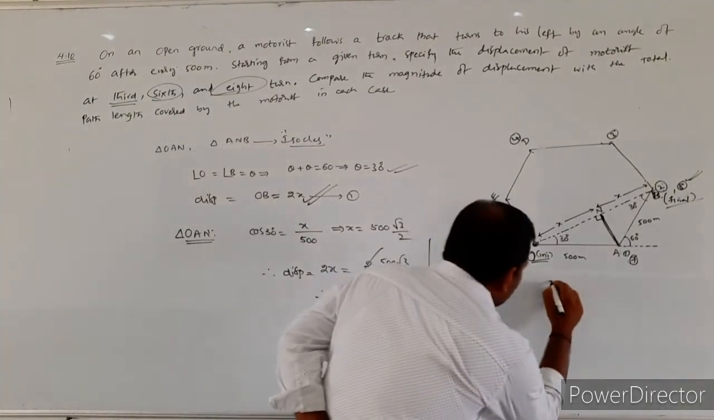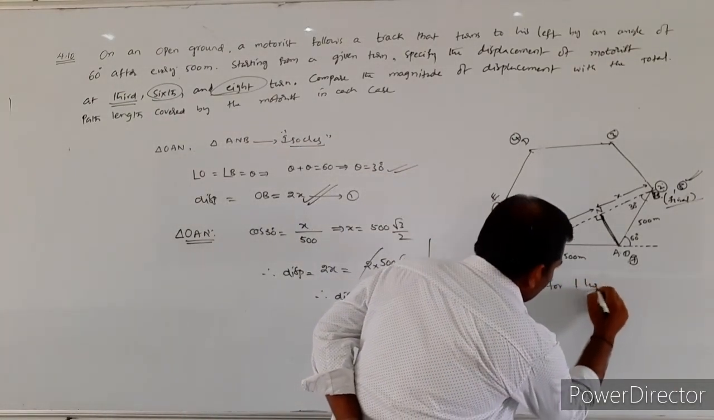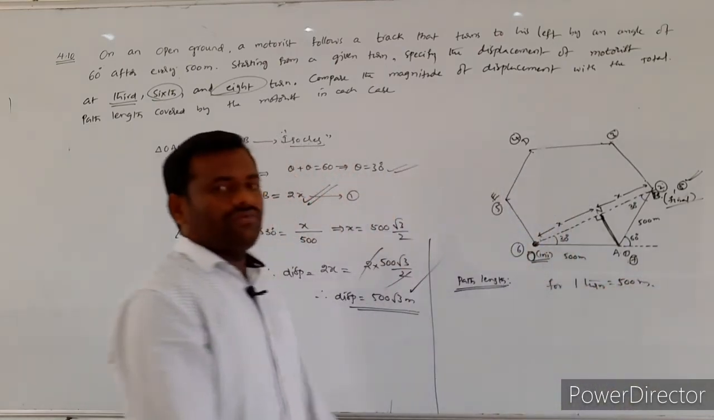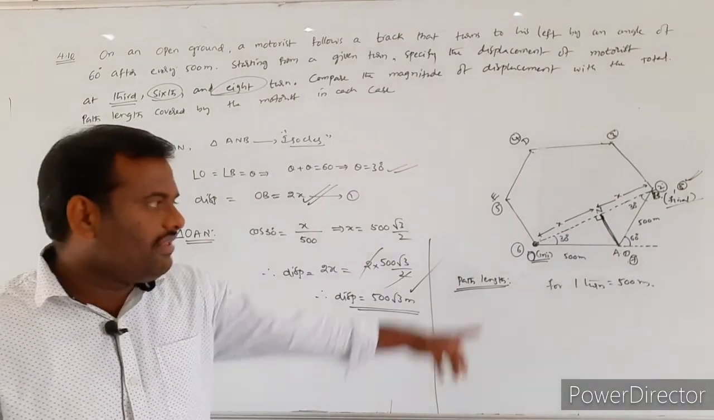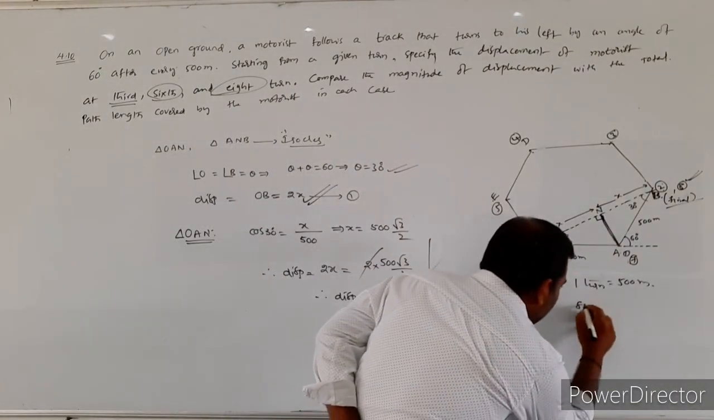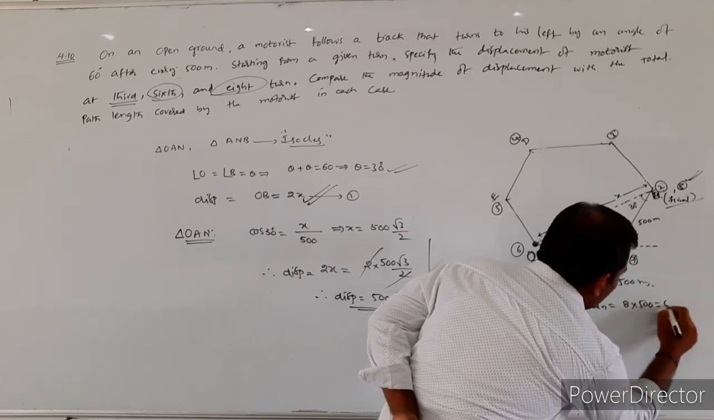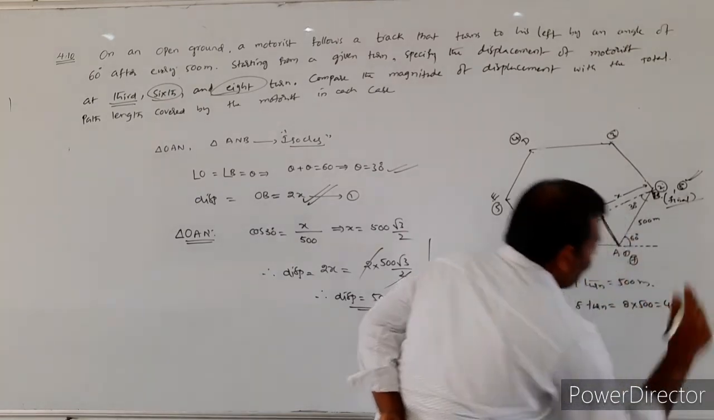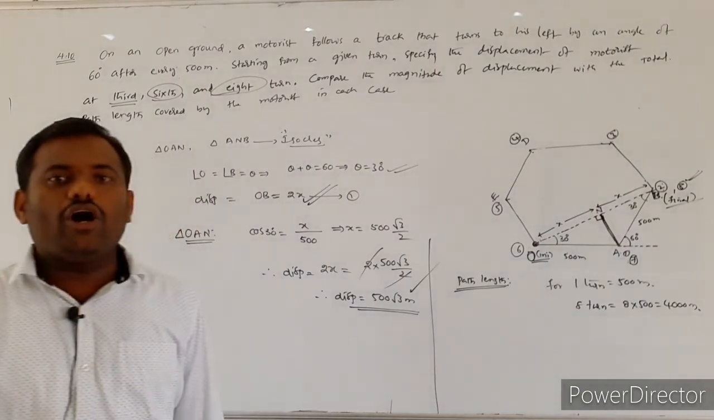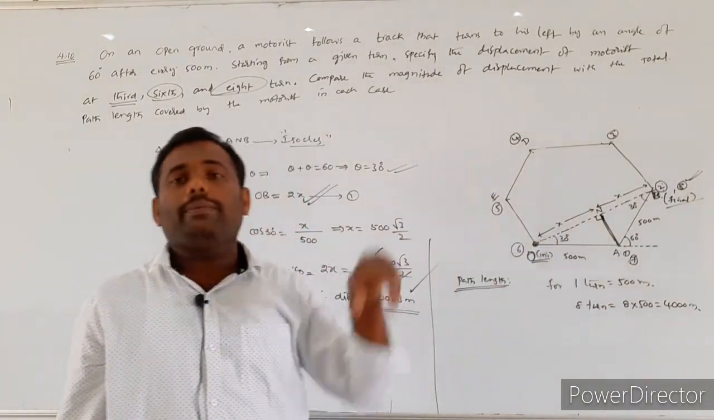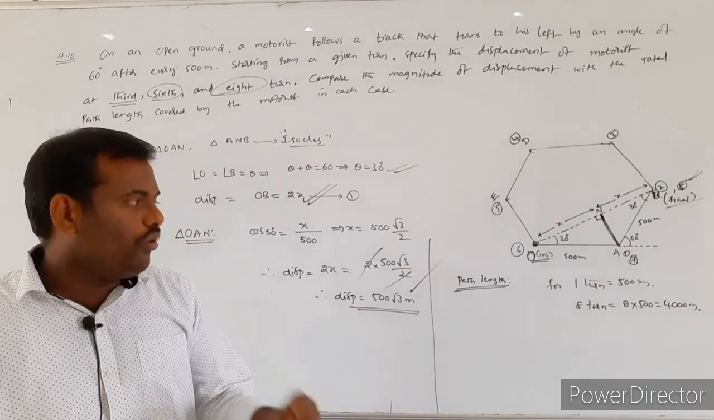So for one turn, he covered 500 meters. For 8 turns, he covered 4,000 meters. This is the total path length covered by the motorist.